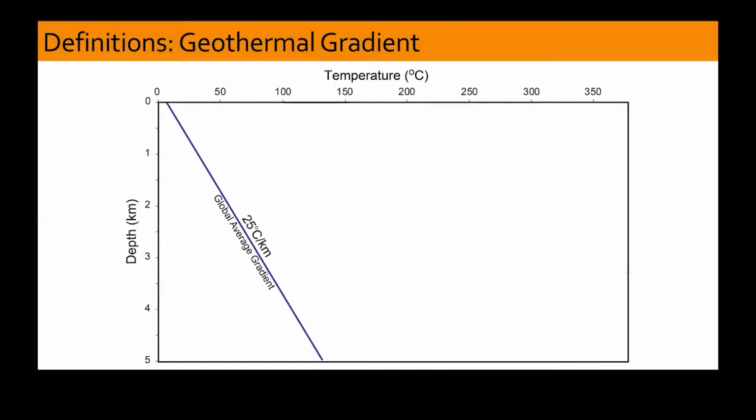This straight line represents the average gradient of 25 degrees C per kilometer. That the gradient is uniform, increasing steadily with increasing depth, and having a constant slope is characteristic of conductive heat transfer.